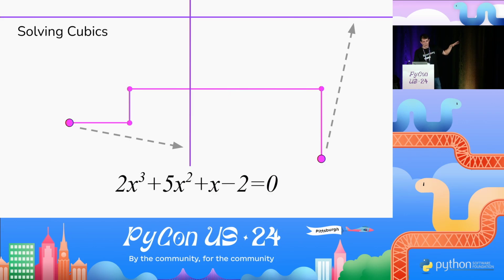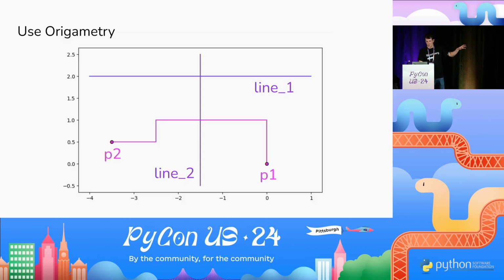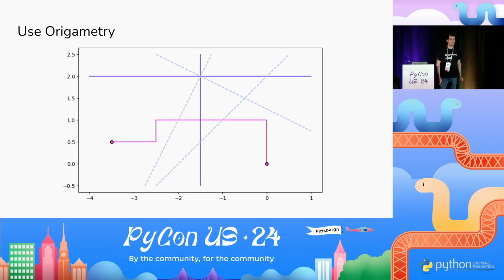Axiom 6 is tricky to deal with, so let's give it to our Python library, Origametry, and see what it makes of it. We do our point onto line and the second point onto second line. And I plotted it in matplotlib. And these are the lines that our library gives us. These are the three folds that can put the points onto the lines in the right way.